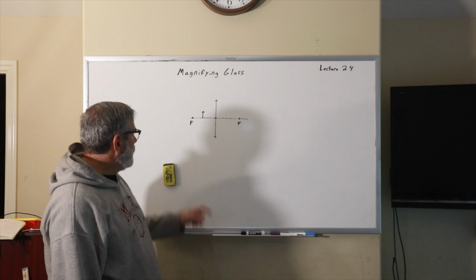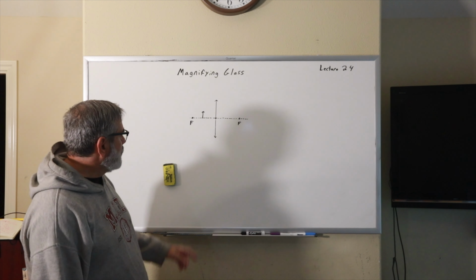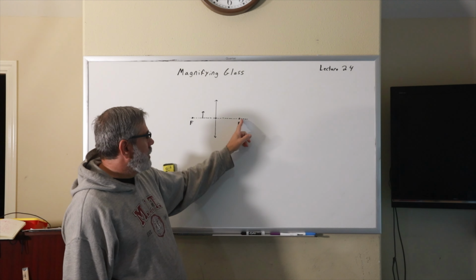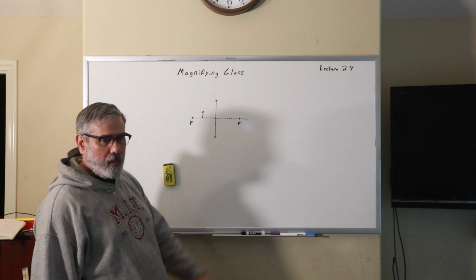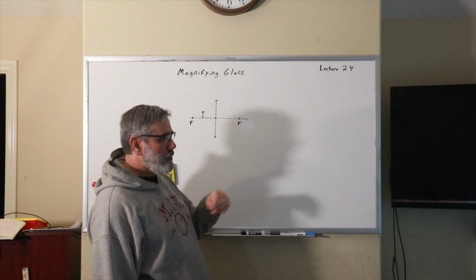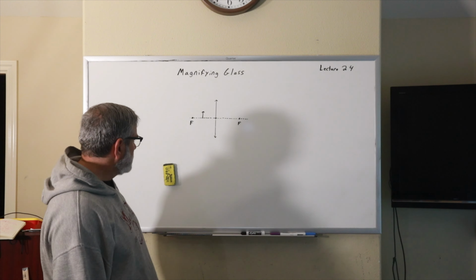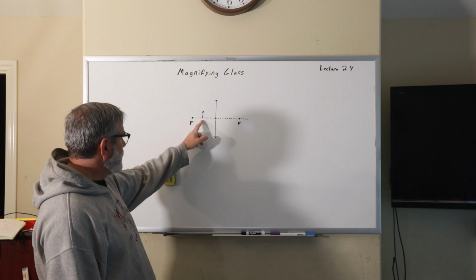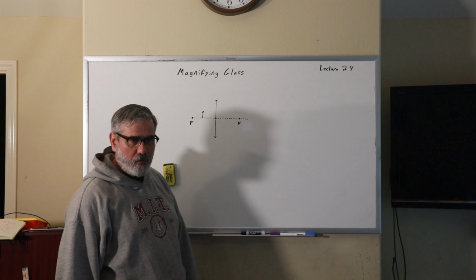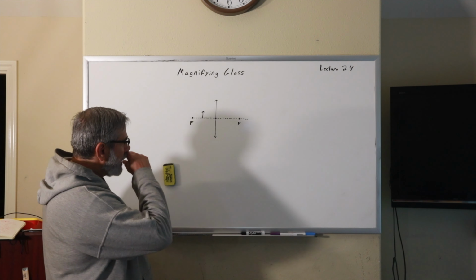If I move it to the left of the focal point, now I'm going to get a real image that's inverted over here. And the farther away I move the object, the farther away the image is going to be. But I want to look at this case whenever we're within the focal length of the lens, because in this case, it's going to magnify. That's what we're going to find out here. So how do we consider this?